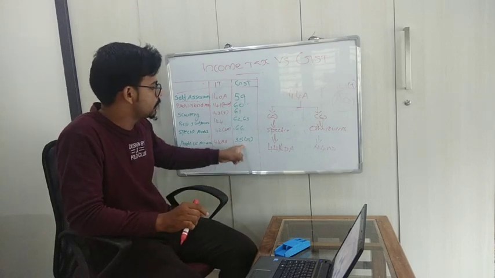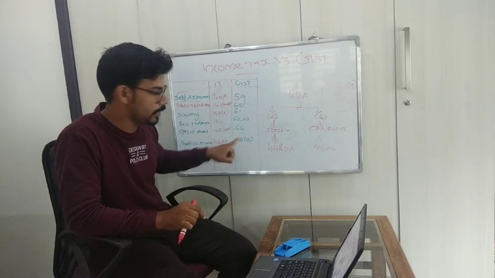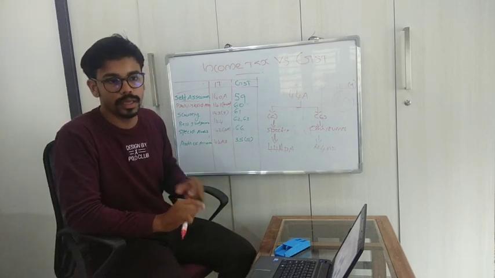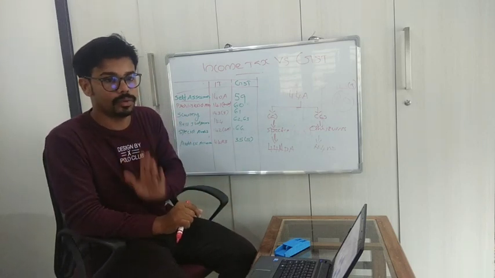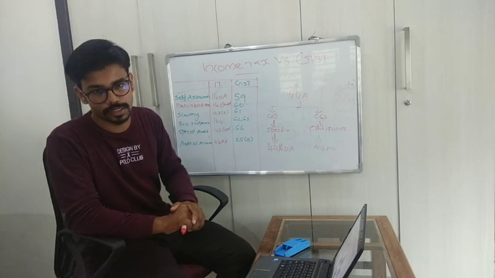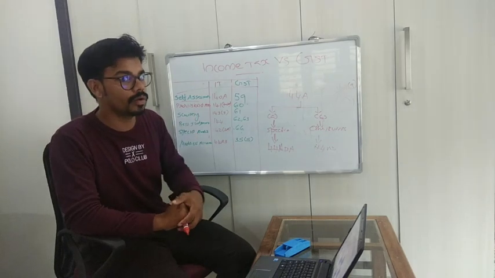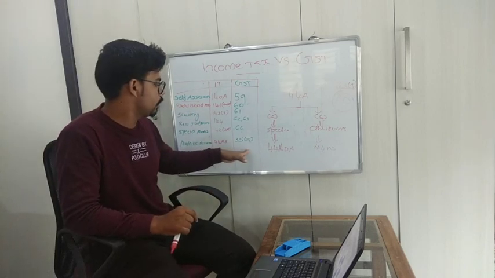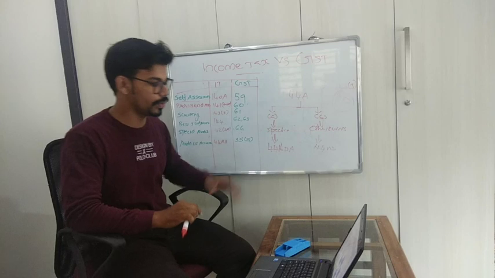But the similar section under GST is section 35 subsection 5. This is also similar to tax audit, because if your aggregate turnover exceeds 2 crores in the last financial year, you have to get your accounts audited by a CA or CMA. So these two things are dealing with the same provisions. You can just go through that.